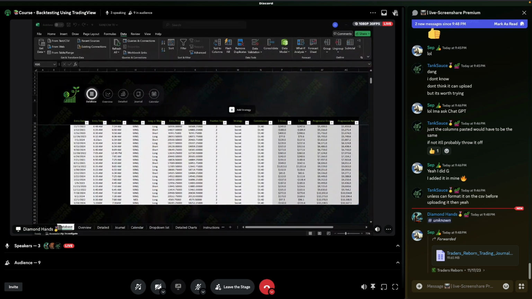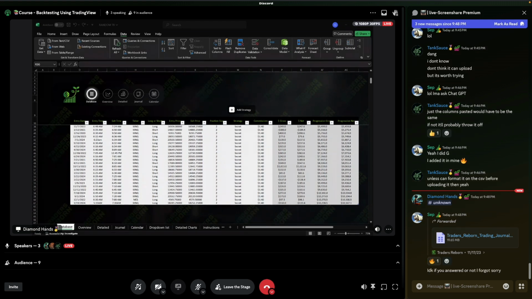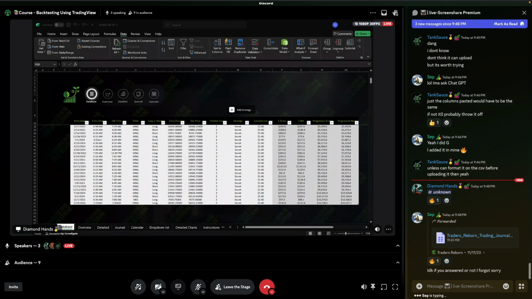Sounds good. Any questions so far? I think that's pretty much it, right? How to use TradingView for trading, paper trading, bar replay, and how to use the trading journal.